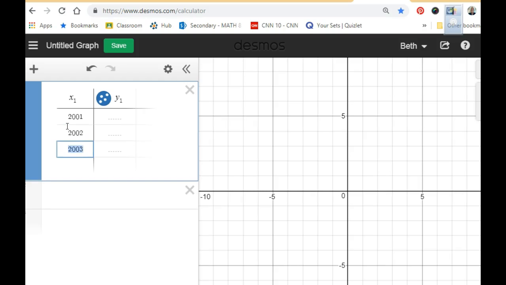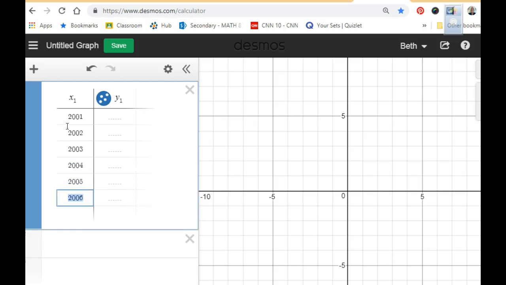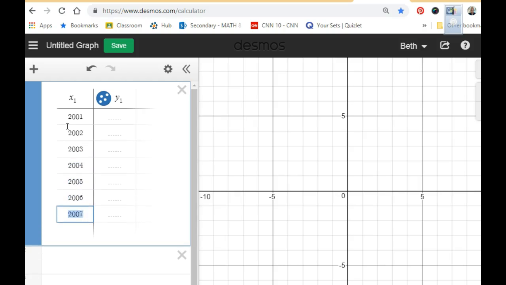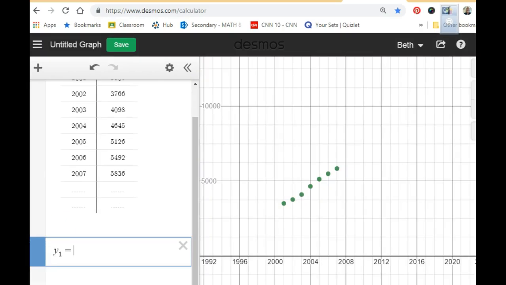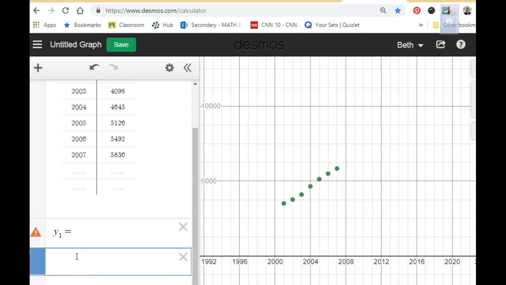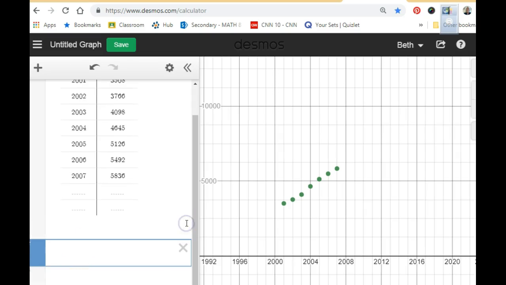If you don't want to type the rest of them, you don't have to. You're going to go all the way to 2007. Keep hitting return or enter. Now go in and put in your y's. So please do that right now. Type in y1. No, we're not going to put equal. What you are going to do, I forgot. Let's start over. So we're going to have y1.